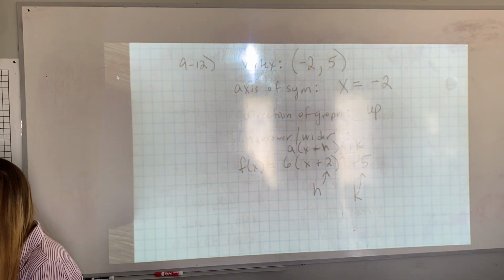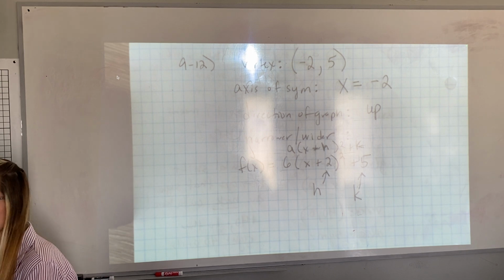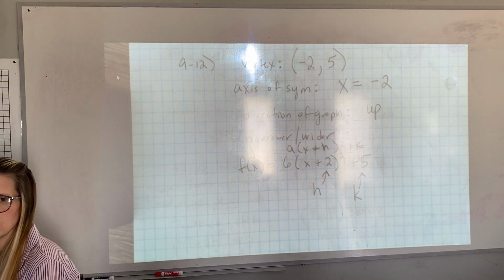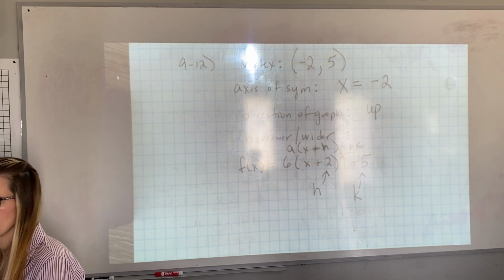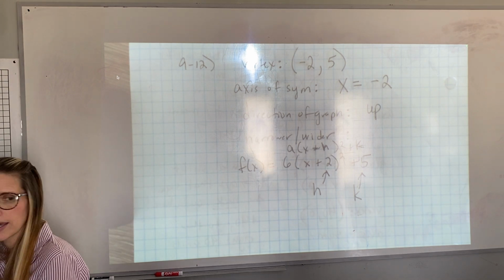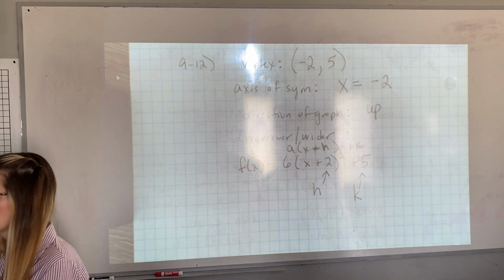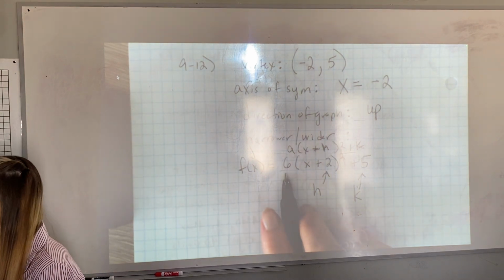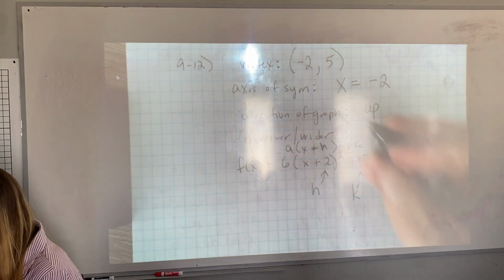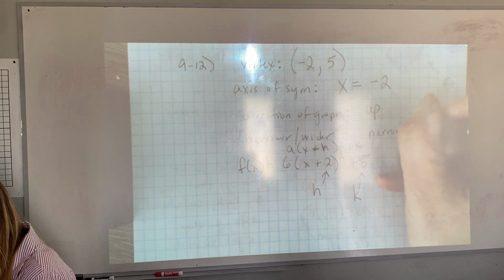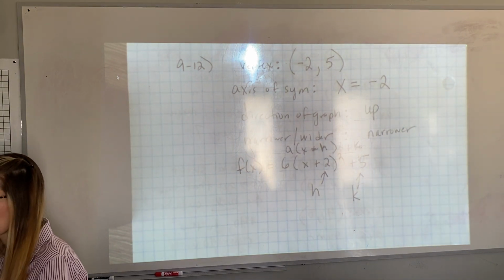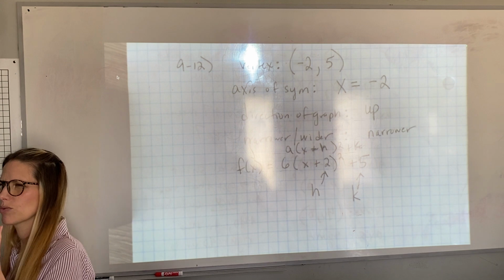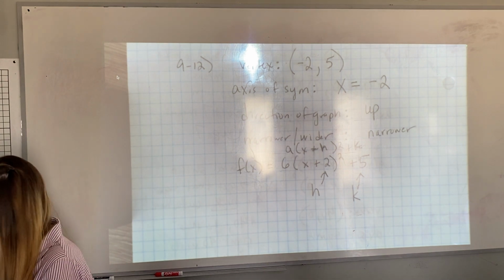And is it narrower or wider than the parent function? How can we tell? If the absolute value of A is greater than 1, it's narrower. If it's less than 1, a decimal number between 0 and 1, it's wider. This one is greater than 1, so it's narrower. Very good. And that's always one that I have to think about. If it's greater than 1, which one is it? It's narrower, because it shoots up really fast.